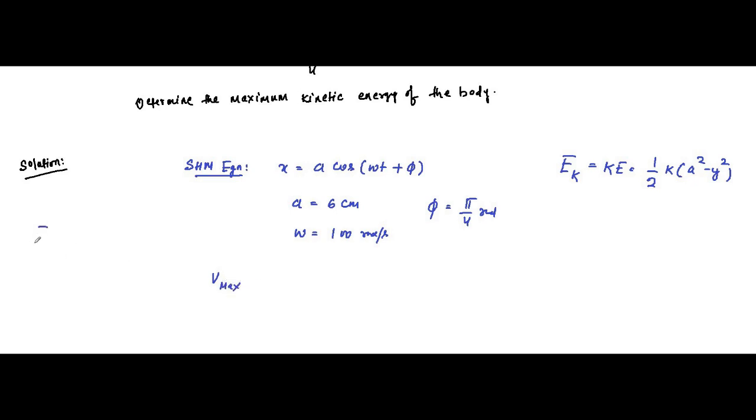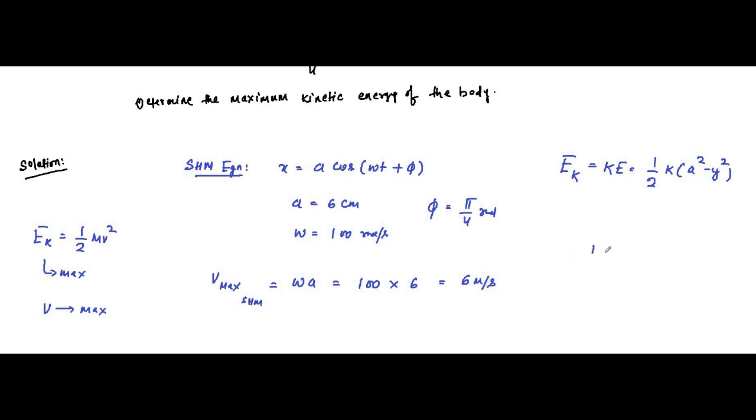Also, kinetic energy we know is 1/2 m v square. So this will be maximum when velocity is maximum, and we know that the maximum velocity in SHM is given by omega a, where omega is the angular frequency and a is the amplitude. Here omega is equal to 100 radians per second and amplitude is equal to 6 centimeters. So we will write it as 600 centimeter per second, which is 6 meters per second, because 6 into 100 is 600 centimeter, that becomes 6 meters. So 6 meters per second is the maximum velocity.